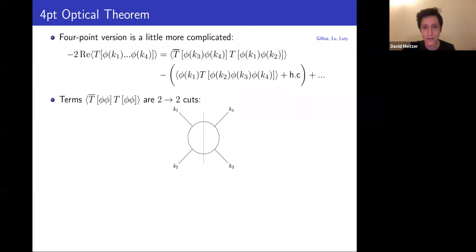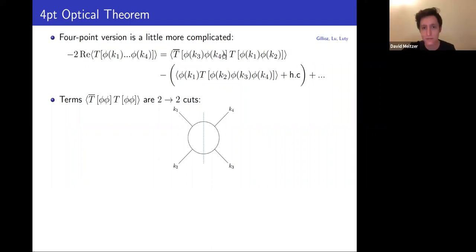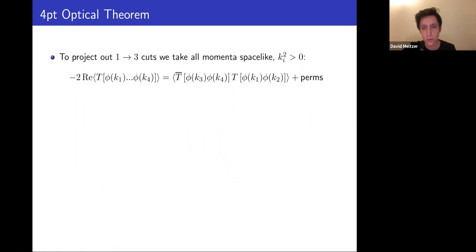But yeah, so the intuition here is just this piece corresponds to a 2-to-2 cut, and then this piece corresponds to a 1-to-3 cut. So this kind of cut is somewhat of a nuisance. It doesn't factorize our diagram nicely. The only state that's being exchanged can be phi itself. So if we want to get something that looks like a CFT optical theorem and that's useful, we want to project out this cut. And we do that by taking all our momenta to be space-like.